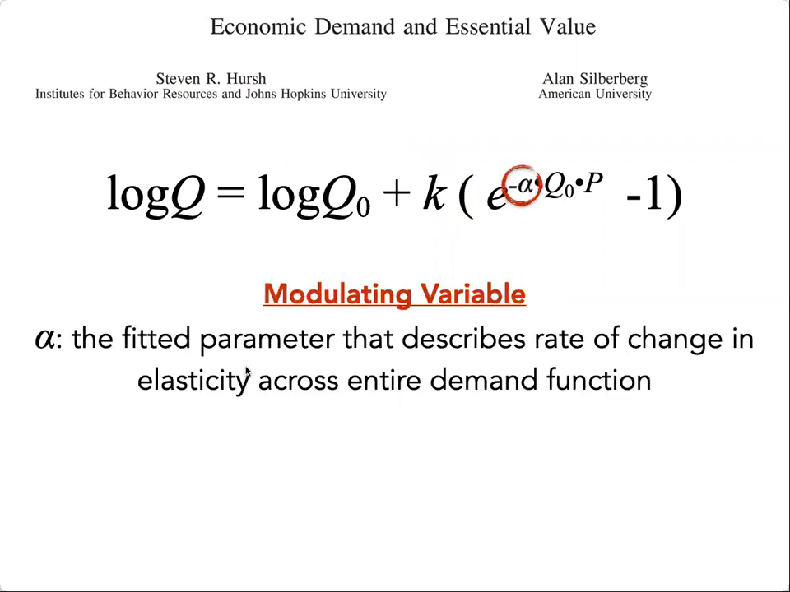And then our important piece here is our modulating variable, which is alpha. This describes the rate of change in elasticity across the entire demand function. There's a reason that we've used this synonymously with alpha or with elasticity in the past, is because this captures what we're talking about when we say that we're looking at demand elasticity. Alpha is just quantifying that.